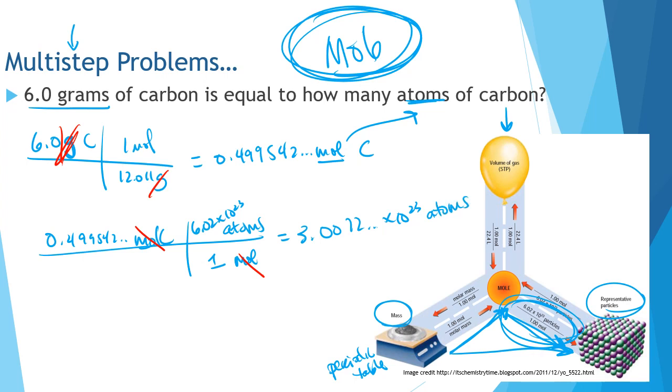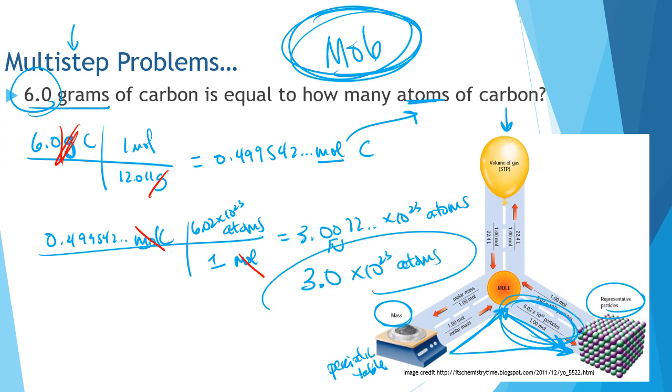Now, because I'm at the end of my problem, I'm going to go ahead and check my sig figs. Keep 2. That 0 is going to leave that 0 as 0. So I get 3.0 times 10 to the 23rd atoms of carbon in 6 grams of carbon.